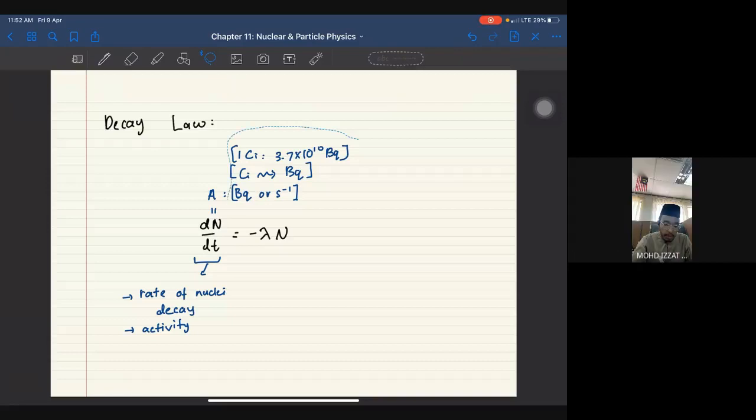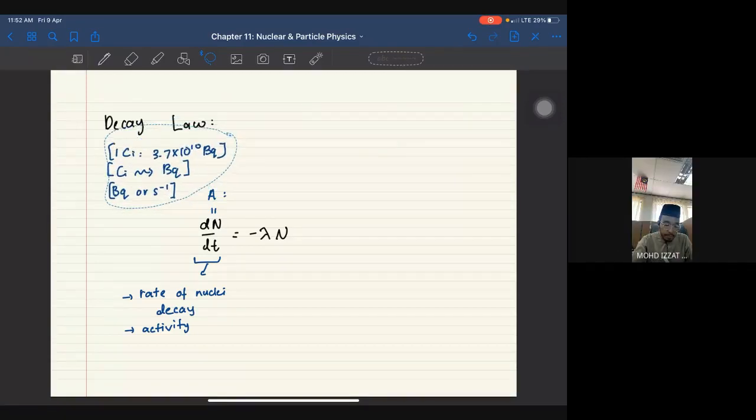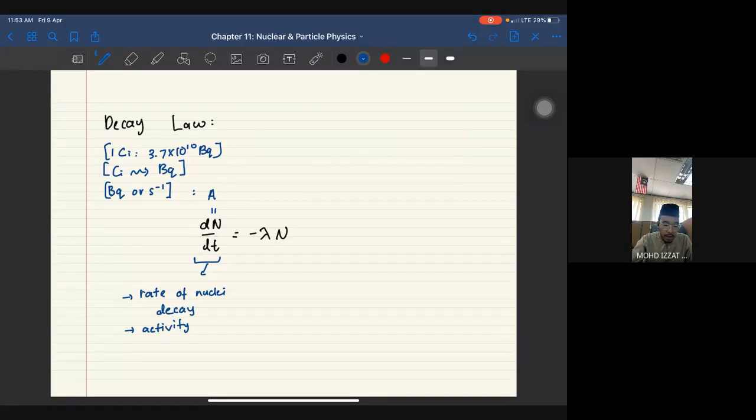Okay, so kita baru cerita pasal A. We are talking about A and dN over dt. The negative here indicates that dia adalah decreasing. What is decreasing is the number of nuclei. So rate ni negative because the number of nuclei, let's say daripada 1000, it will decrease to 900, 500, and 200, and so on. It will keep decreasing. This one is the indicator. That's why you have to put negative inside the equation.